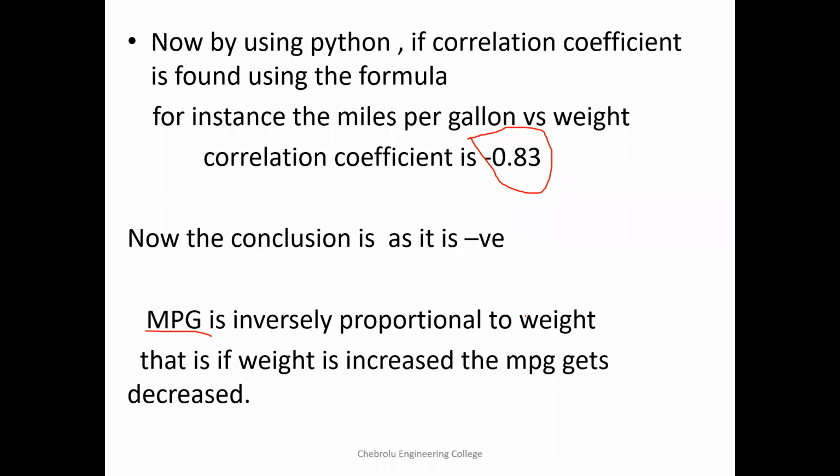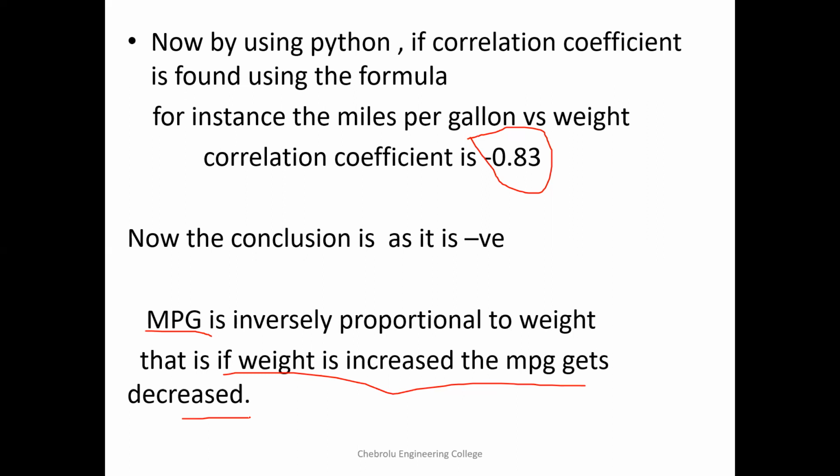So that is why we got the correlation as minus 0.83. Now the conclusion is that it is negative, and MPG, miles per gallon, is inversely proportional to the weight of a car. Now in linear regression, we can even calculate, if weight is given, the approximate miles per gallon. So if weight is increased, the MPG, miles per gallon, gets decreased.